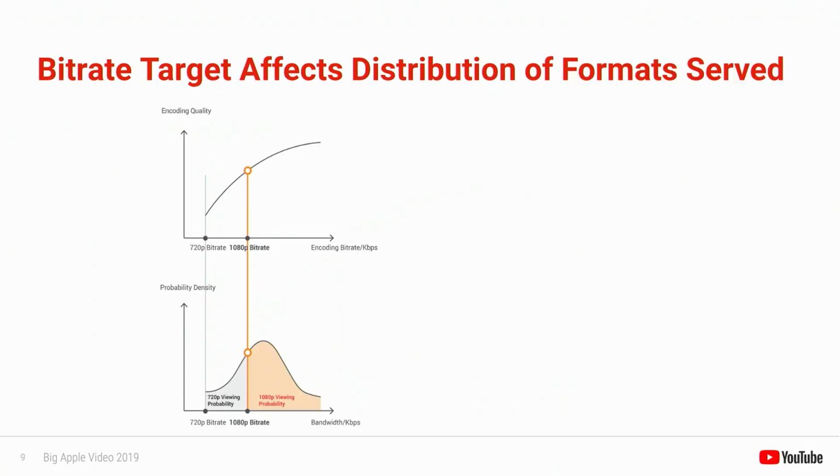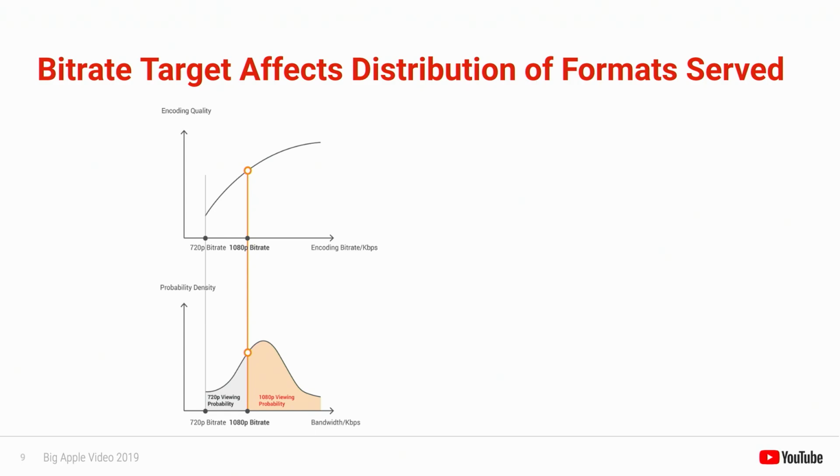Now let's consider which version of the video will be served. Below the RD curve is a probability density function showing the distribution of available bandwidth for all the players in the world. I apologize for the fact that the text on the figure is small. In case you can't read it, the left side of the PDF, shaded in gray, is the 720p viewing probability, and the right side, in orange, is the 1080p viewing probability. You can see that with this particular choice of bitrate for the 1080p representation, the majority of viewers will be able to watch the 1080p version.